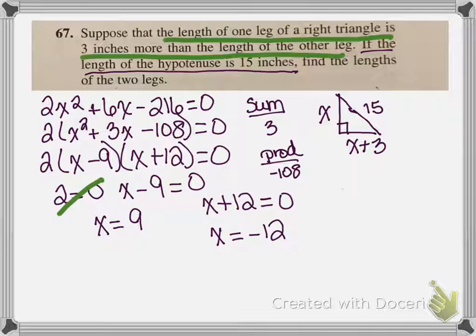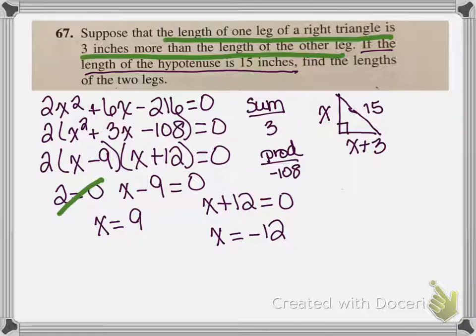I set the 2 equal to 0, even though I knew I was going to have to throw it out, just for habit. Then I've got x minus 9 equals 0, x plus 12 equals 0. That gives me x equals 9 and x equals negative 12. If you were simply solving this equation, if you were given the equation and I said solve, this would be your answer. But that's not what this is.